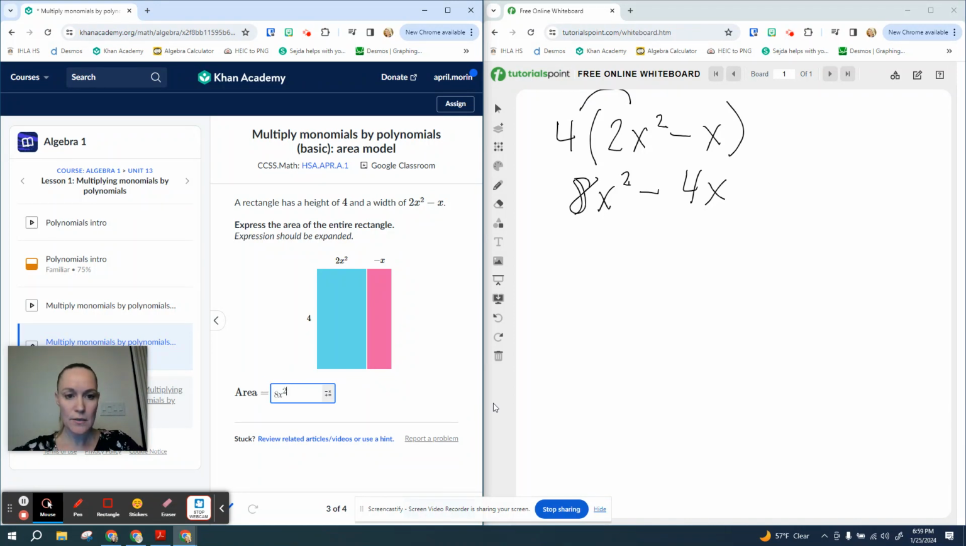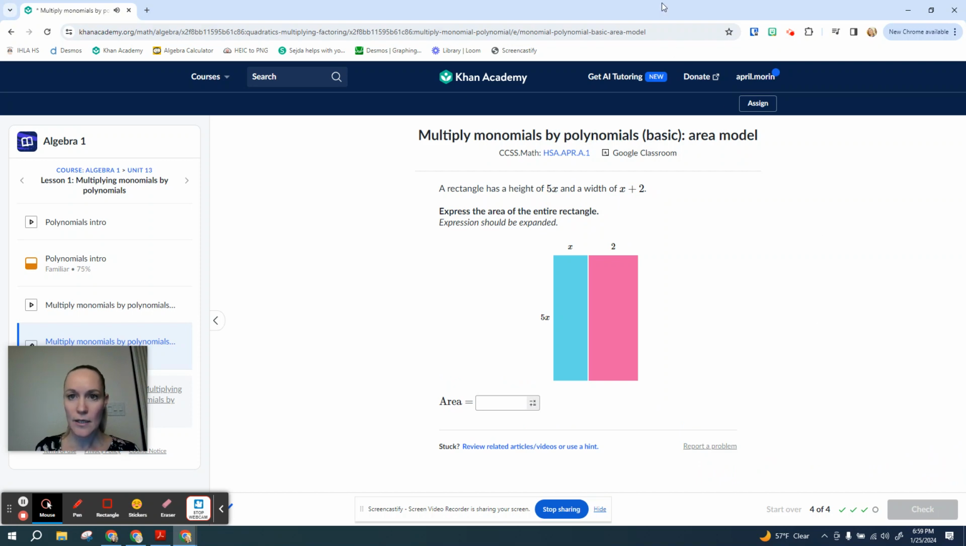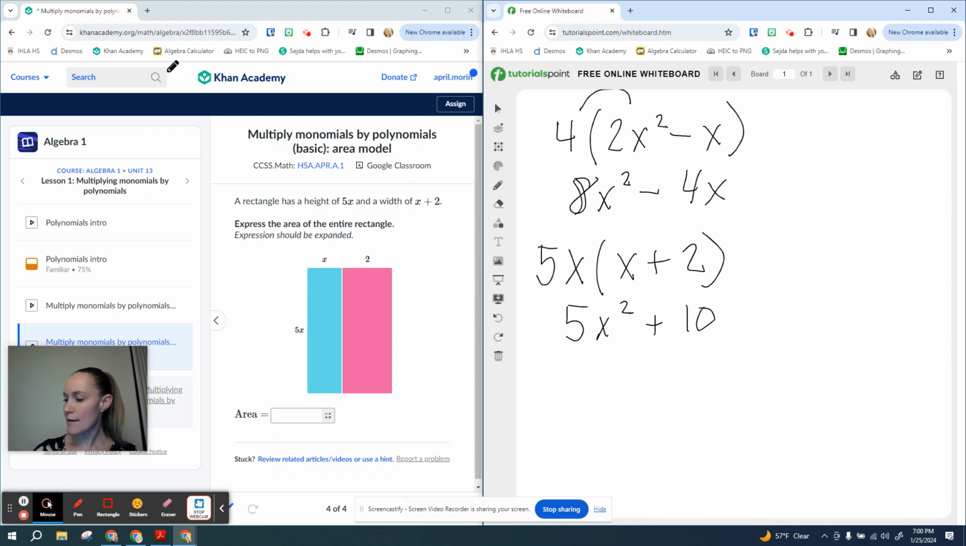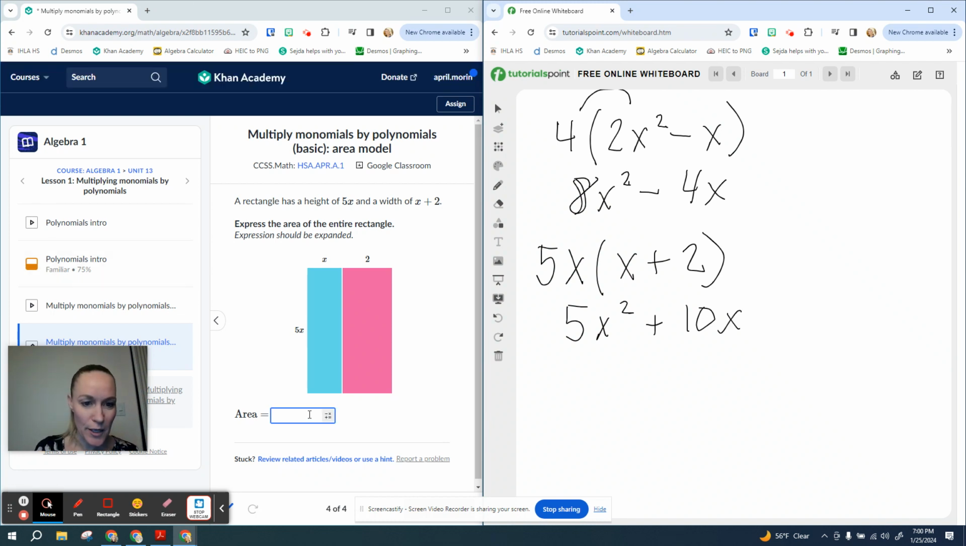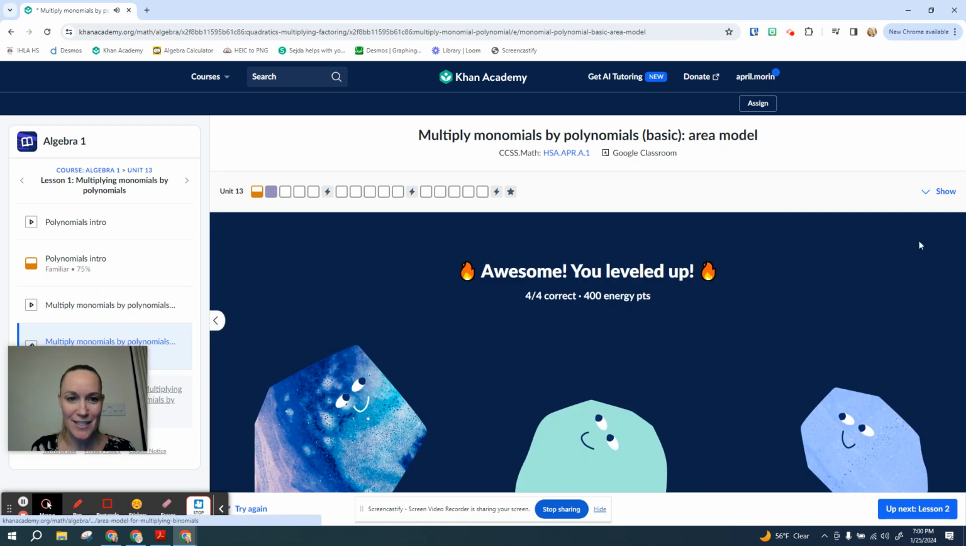8x squared minus 4x. Okay, let's go ahead and check that. Now we have a height of 5x and a width of x plus 2. 5x times x is 5x squared. 5 times 2 is 10. x times 1 essentially is x. So 5x squared and plus 10x. Okay, let's see if we're right here. Yep. All right. There we go.